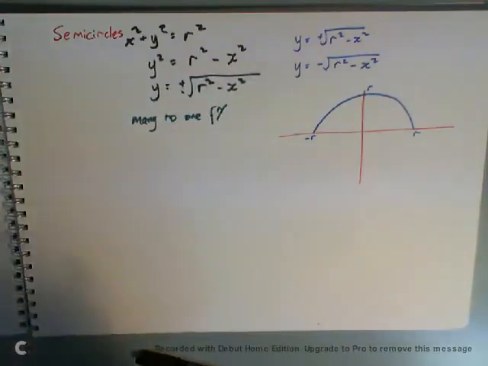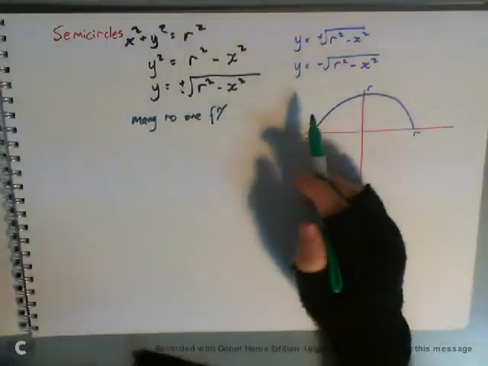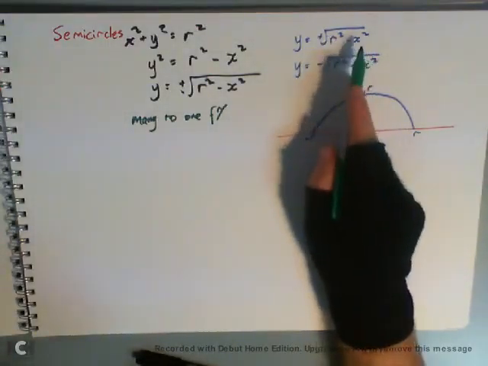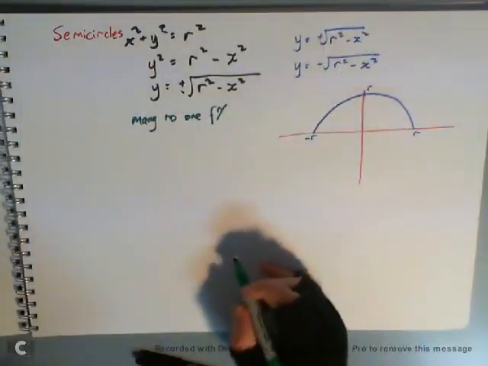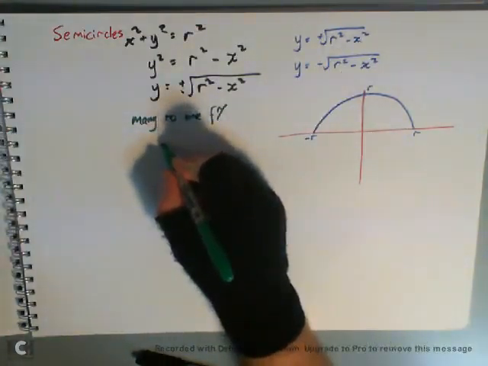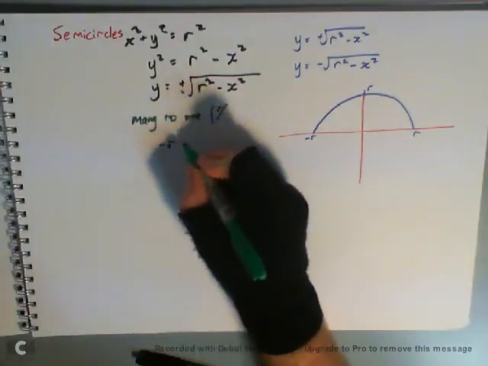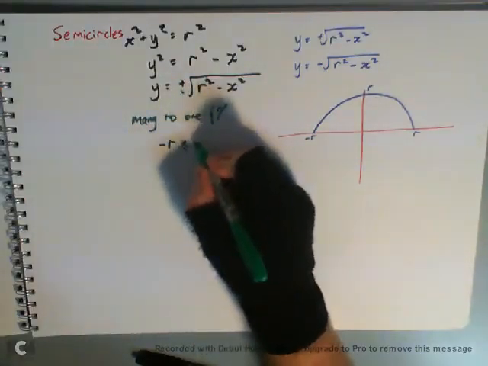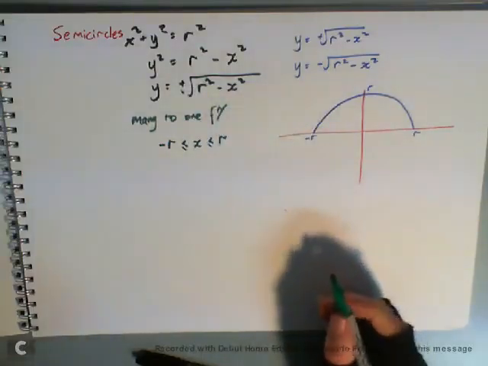The domain can be deduced algebraically because square root of r squared take x squared is only real if r squared take x squared is greater or equal to 0, because we can't get a negative square root. So our domain is going to be restricted between minus r and positive r.